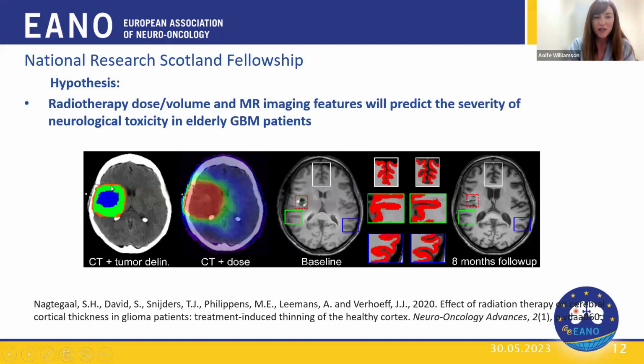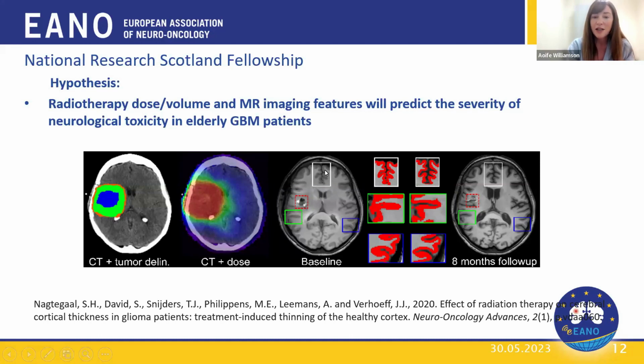So here we go. Here's an elderly patient, and the area in red is a target volume. And you can see the high dose area within that target volume. But when we look at the lower doses of radiation, you can see that the normal brain probably receives anywhere again between 10 and 20% of the total dose.